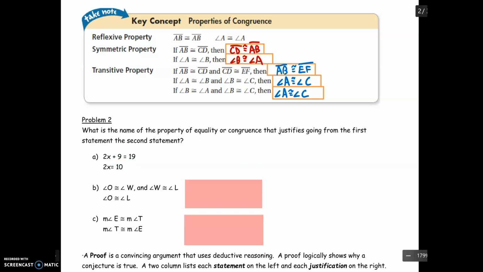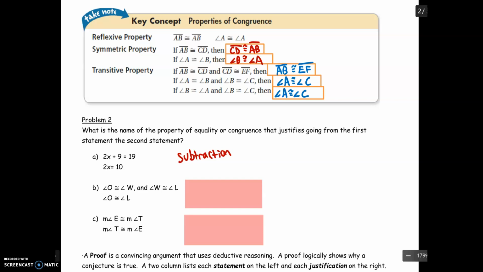So the property I'm actually using here, even though we don't see it written anywhere in the question, is the subtraction property. Technically you could also say property of equality. Subtraction property allows us to subtract 9 from both sides, and that eventually gets us an answer for x. Here we just list the property that gets us from step 1 to step 2.